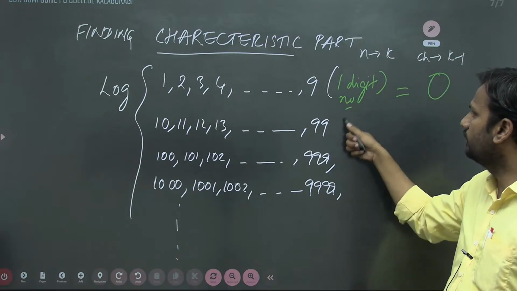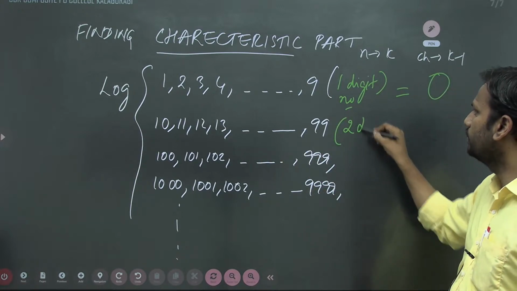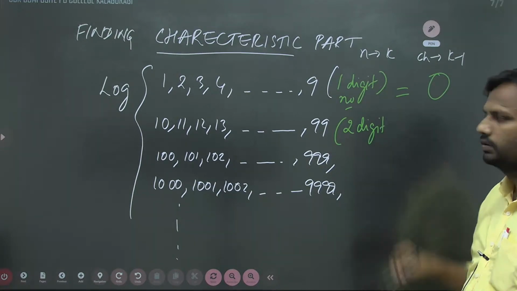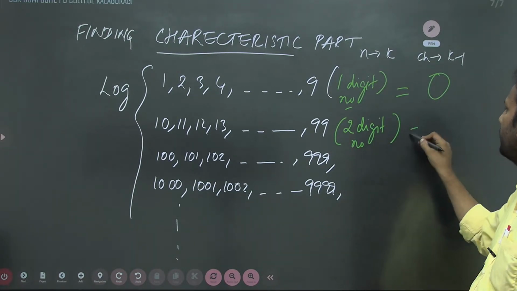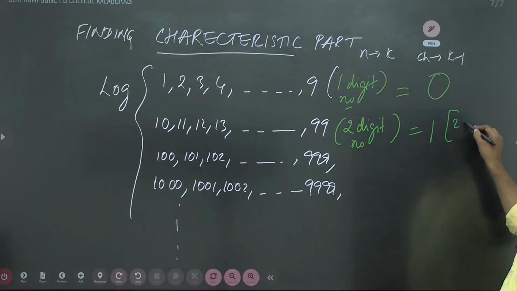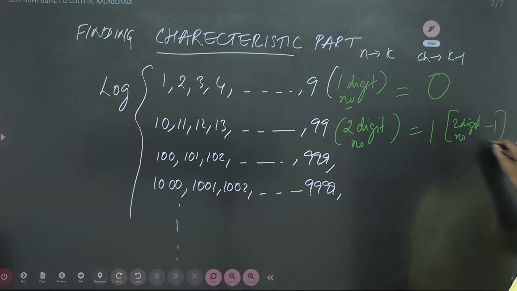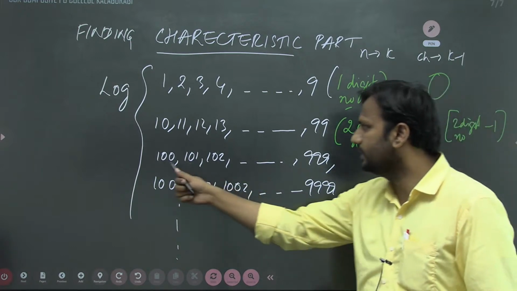So now what is it, students? It is a 2-digit number, right? So what you have to do? The characteristic part will be 2-digit minus 1. 2 minus 1, how much? 1 there. Got it?